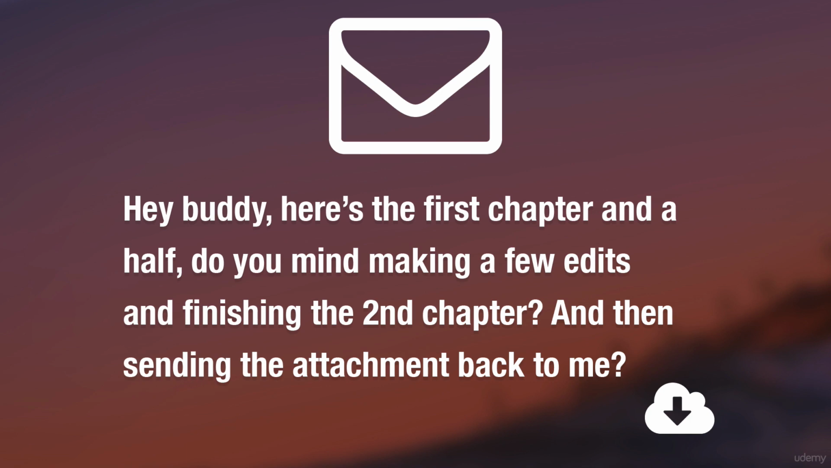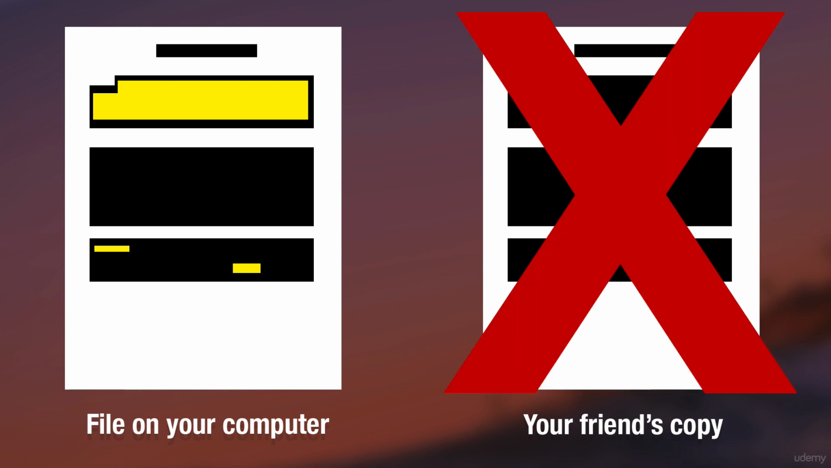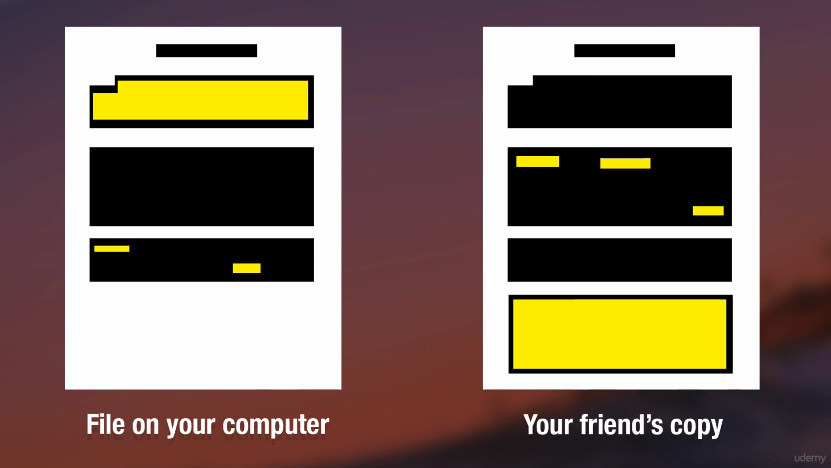Do you mind maybe making a few edits and finishing the second chapter for me, and then sending the attachment back to me? Now, the moment you send that email, you are frozen, you are stuck. You can no longer work on the book yourself until your friend emails you back with the updated book file. Why is that? Well, it's because you want to make sure that you aren't stepping on each other's toes. So let's imagine that you did make a few edits right after sending that email. What if you edited the first paragraph and maybe fixed a few typos in the last paragraph? Well, that would mean that your friend then wasn't working with the most updated copy of the book. So then when they send the file back to you, both of your copies are out of date.